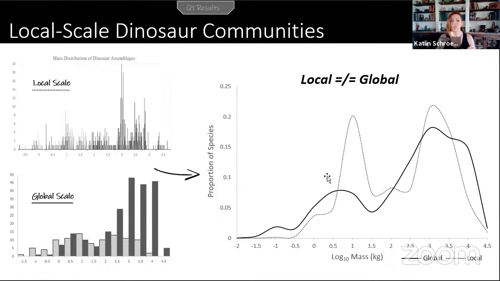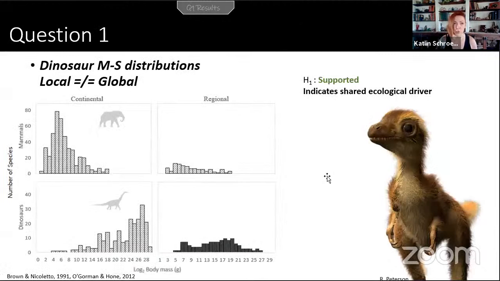So communities are consistently similar to one another and consistently different from the global. That's really important because this basically answers our first question. So this shows us that there is a shared ecological driver that is affecting the shape of dinosaur mass distributions. Unfortunately, we still don't know what that driver is.